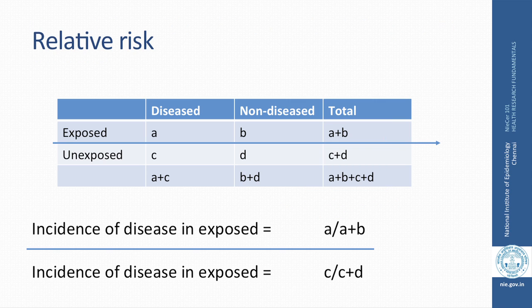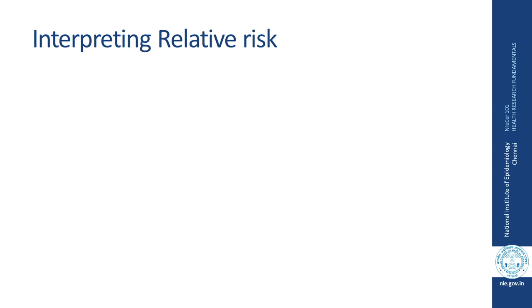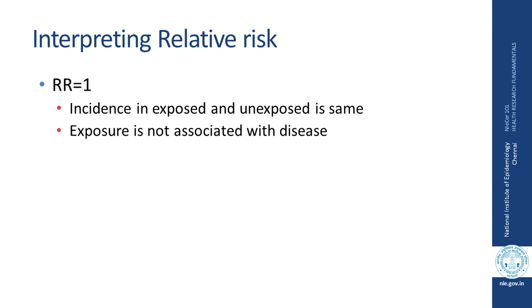So, we can calculate the incidence of disease in the exposed population, which is given by the formula A upon A plus B, and the incidence in the unexposed population would be C upon C plus D, and the ratio of these two incidences is the relative risk. How do you interpret this relative risk? There could be three possible scenarios of relative risk. One is relative risk equal to 1. If the relative risk is 1, it means that the incidence of disease in the exposed and unexposed populations is the same, and we can interpret that the exposure is not associated with the disease.